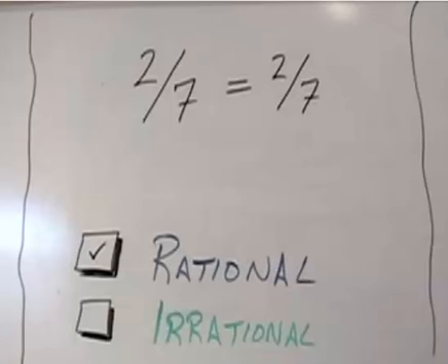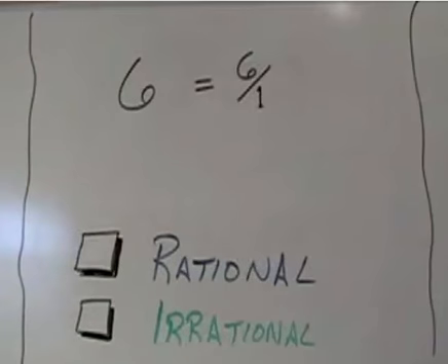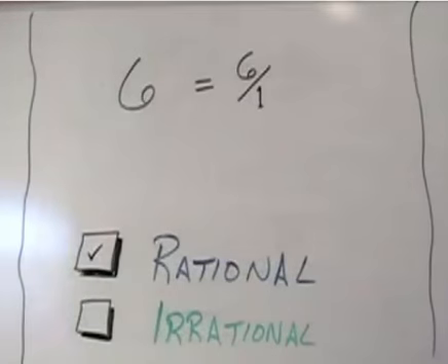How about whole numbers, like 6? Remember, you can write a whole number as a fraction by writing a 1 underneath it. In this case, 6 over 1. This is a fraction. This is a rational number. Any whole number is also a rational number.